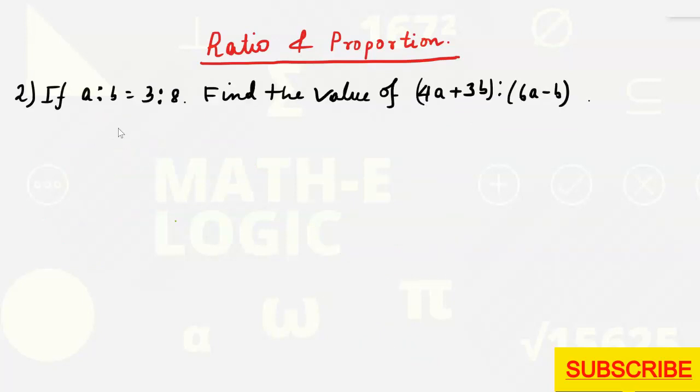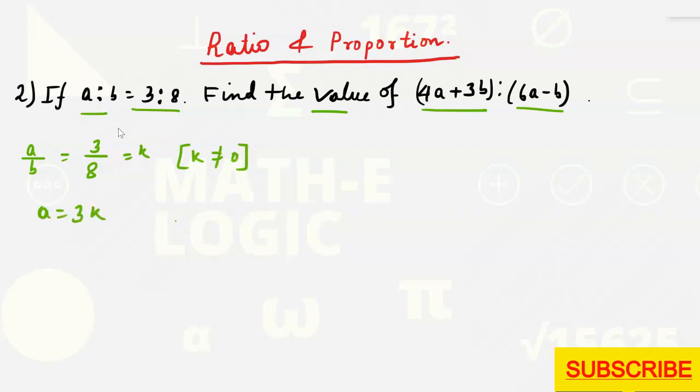In the second question, it is given that a is to b equals 3 is to 8. Find the value of 4a plus 3b is to 6a minus b. It is very similar to the first one, so use the same technique. a by b equals 3 by 8 equals k, where k not equal to 0. So a equals 3k, b equals 8k.